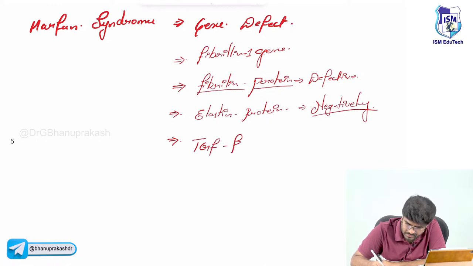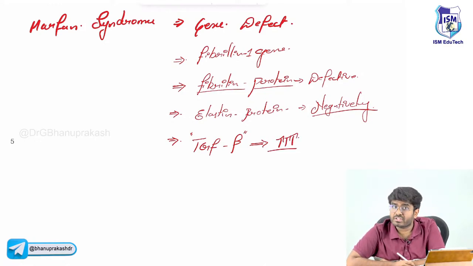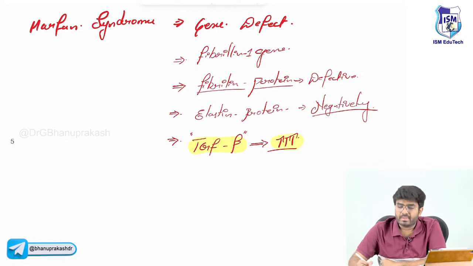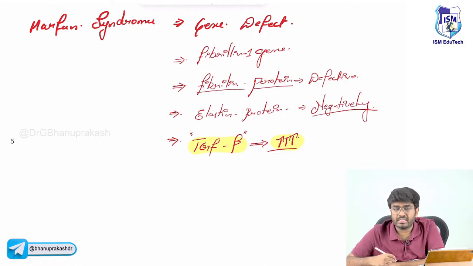TGF beta, transforming growth factor beta levels are going to be elevated, very high. In Marfan syndrome, they can ask in your exam which levels are elevated. It's the transforming growth factor beta levels that are elevated. This elevation in transforming growth factor beta is the one which causes the symptoms. I will discuss the clinical features later.